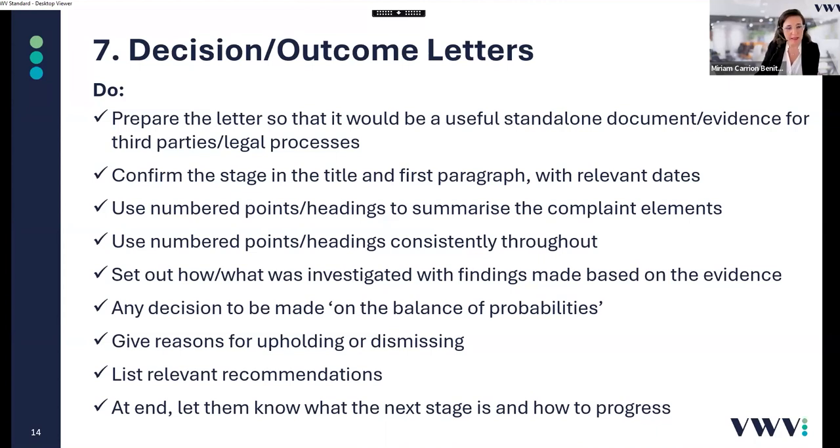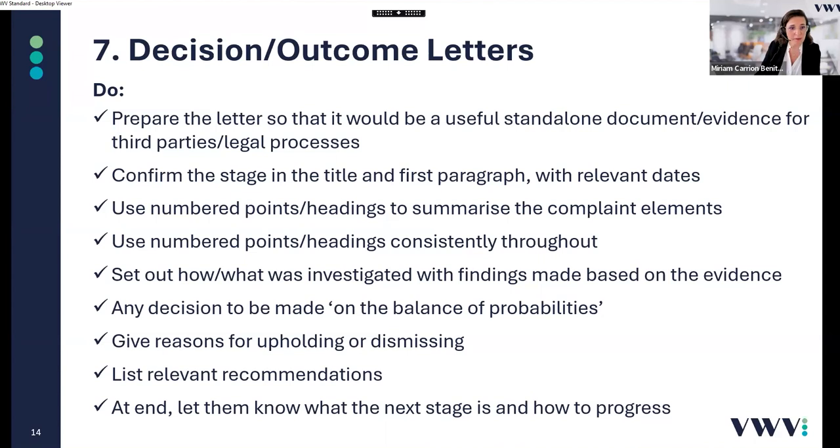But that means that the next stage decision maker, if there is going to be a next stage, will not be able to understand why the decision was made. And indeed, the parents may be confused as well. So it's really important that the letter is a substantive document. In the title of the letter, do please confirm the stage of the complaint so that that's clear to parents and to any outside reader if there is going to be one, for example, the DFE later down the line or Ofsted.